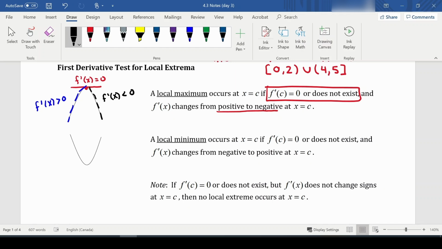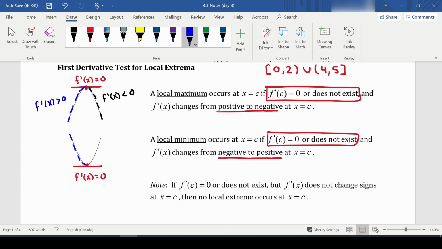The opposite is true for our minimum. Again, if f prime is 0 or does not exist, and f prime changes from negative to positive. If I take a look at where f prime would be 0 at that minimum, to the left of the minimum, I would have all these tangent lines that have negative slopes. And to the right of the minimum, I would have all these tangent lines that have positive slopes. So at that minimum value, f prime is going to change from negative to positive.